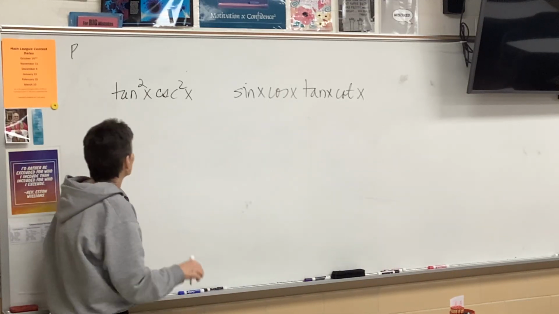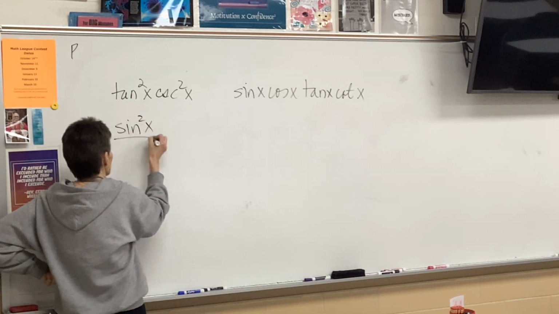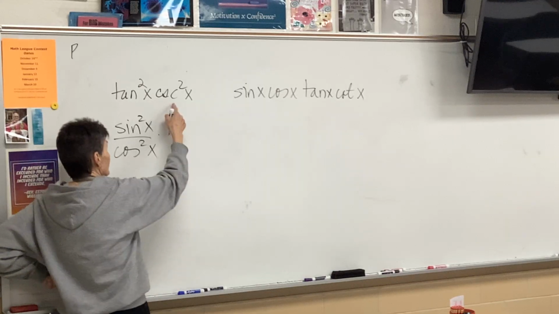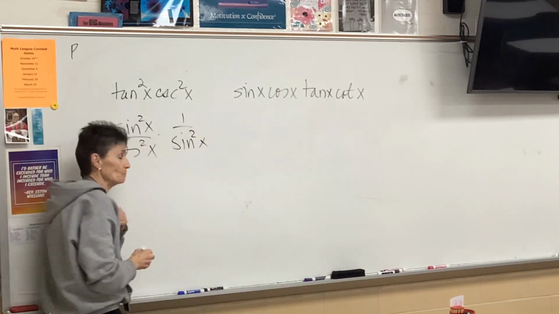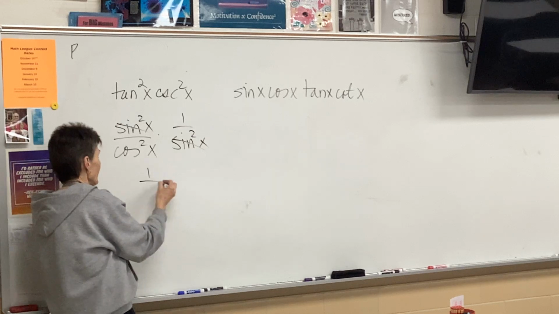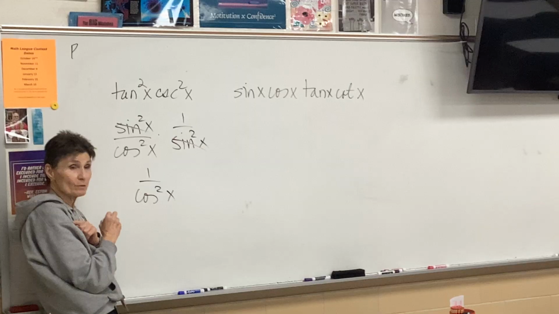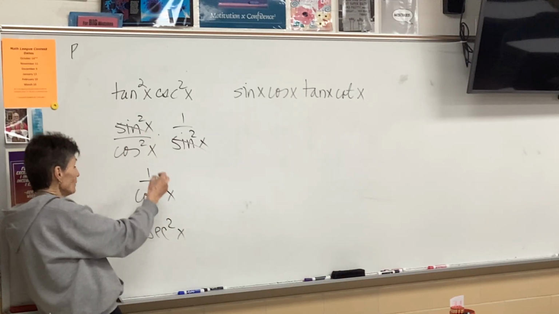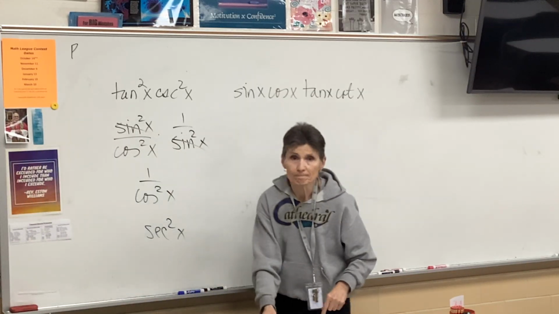Number 13. We know that tangent is sine over cosine. They're squared because the tangent's squared. And we know that cosecant is 1 over sine. So what happens? These will cancel, and we're left with 1 over cosine squared. And everybody knows that 1 over cosine is secant. So that problem boiled all the way down to secant squared. Good.